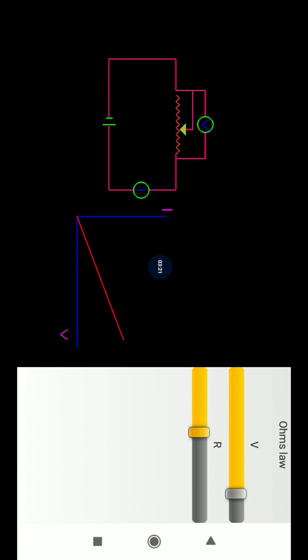Suppose now we increase the value of R. You can see, the more the value of R, the graph will move upwards. That is, the slope of the graph increases. The greater the value of R, the steeper the graph, the slope of the graph increases. So V is equal to IR. This is the experiment that we'll be doing in the laboratory.